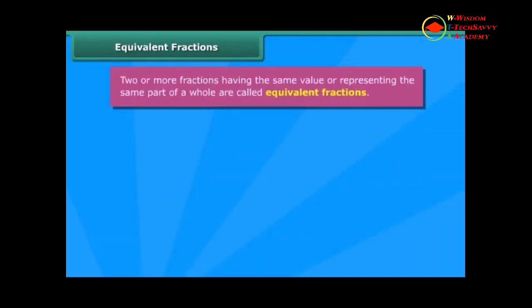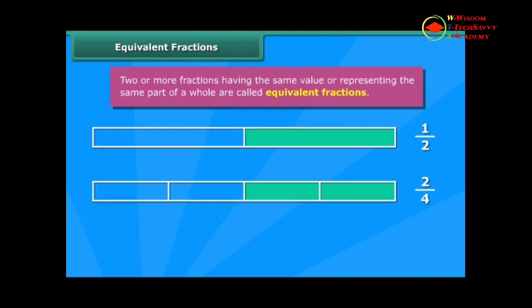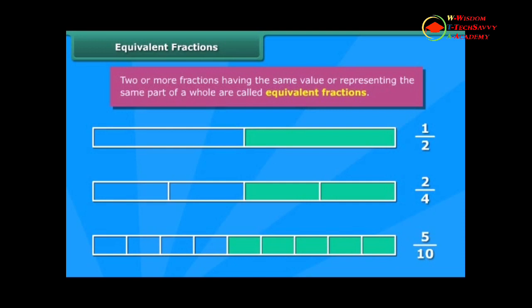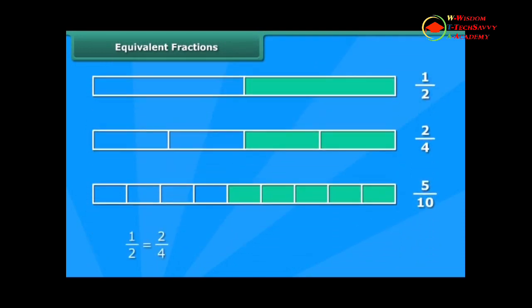Two or more fractions having the same value or representing the same part of a whole are called equivalent fractions. This can be known by the figures given where the fraction is represented by the shaded portion. The value of a fraction does not change if the numerator and denominator of the given fraction are multiplied or divided by the same non-zero number.